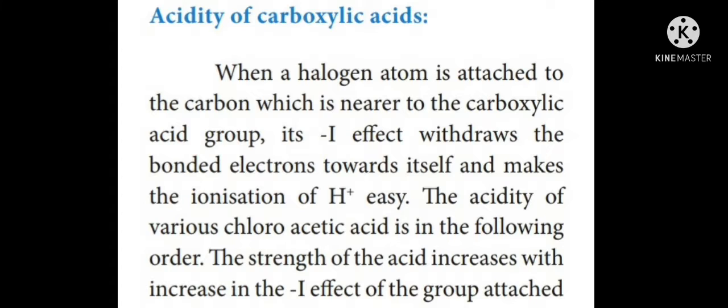When a halogen atom is attached to a carbon which is nearer to a carboxylic acid group, this halogen withdraws the bonded electron towards itself and makes the ionization of H plus easy. Hence, the strength of an acid increases. If more number of halogens, that is electron withdrawing groups, are attached, then greater will be the acid strength. It is explained by taking some examples.